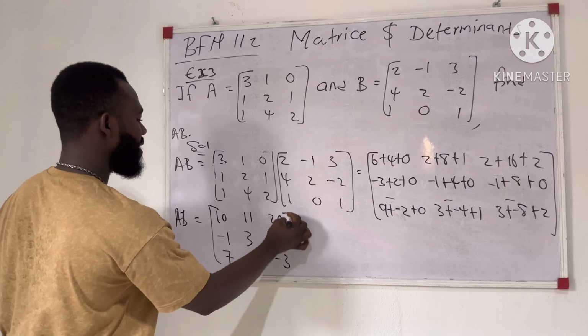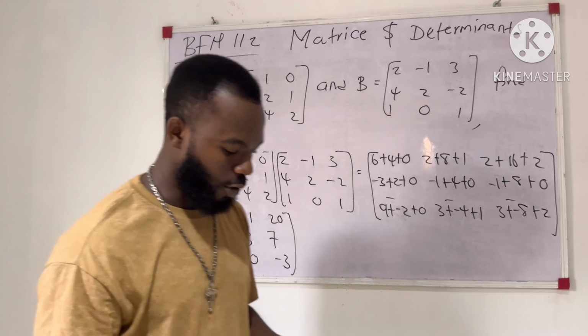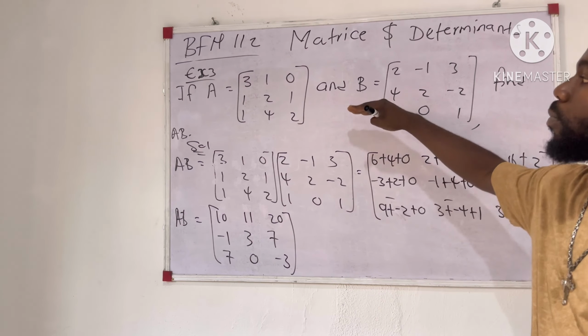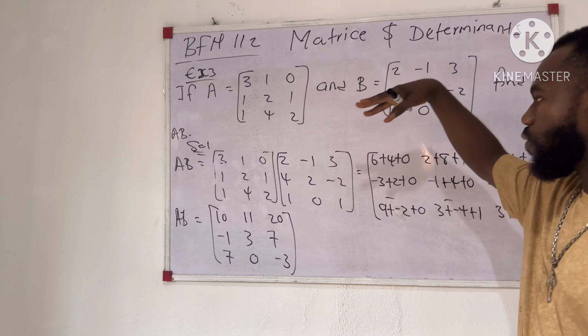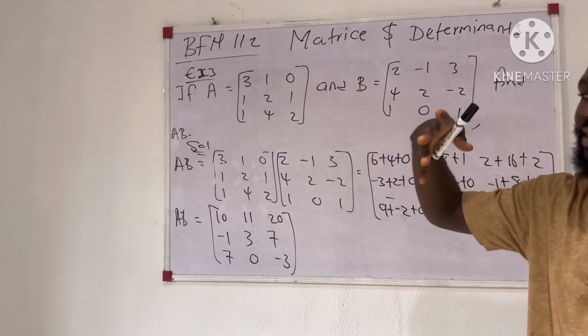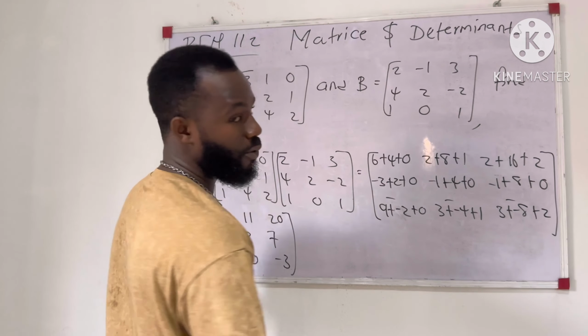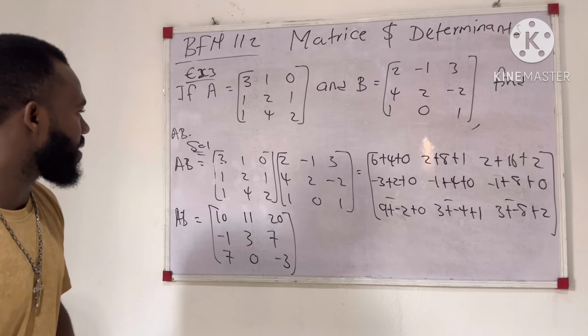Minus 3. So this is how you solve problems on determinants, sorry, on multiplication of matrices when you are working with 3 by 3 matrices. Alright. So it's as simple as this.